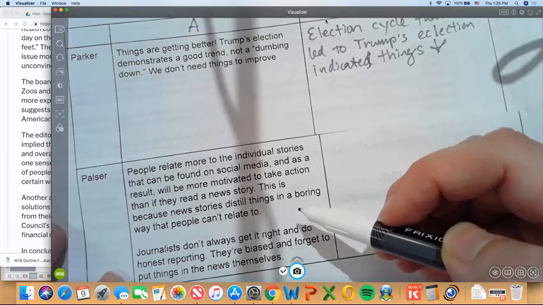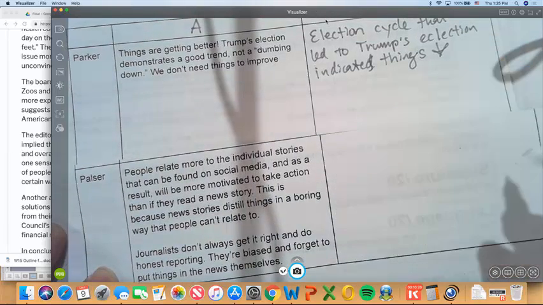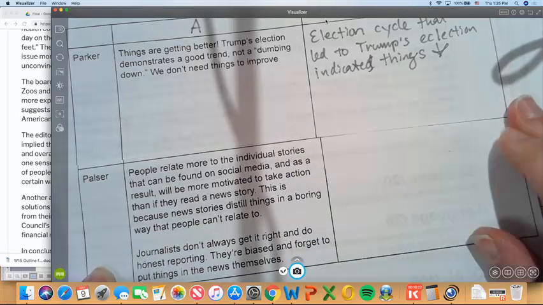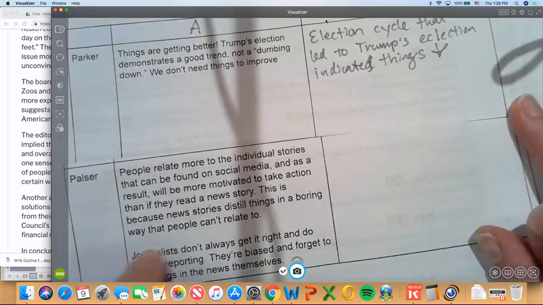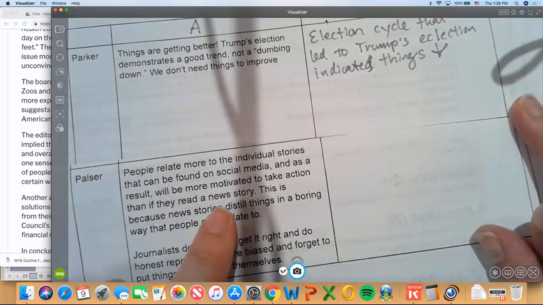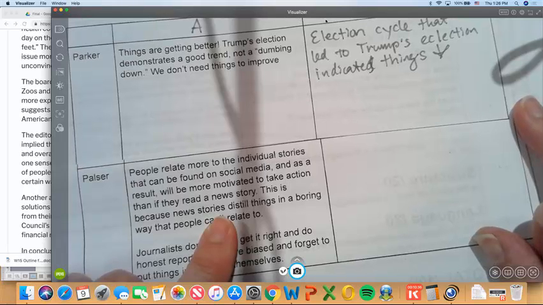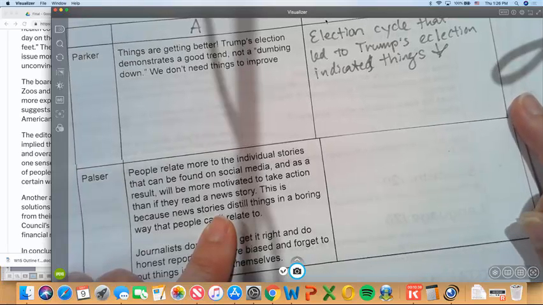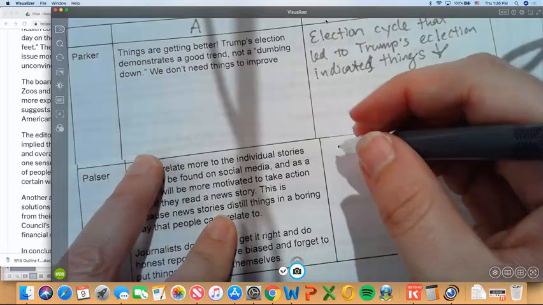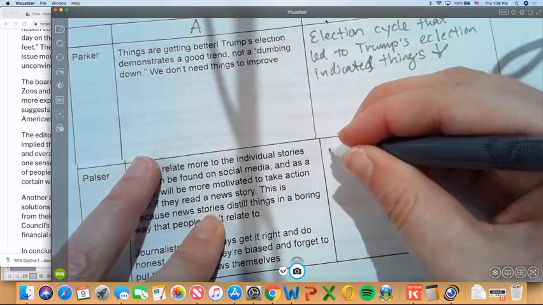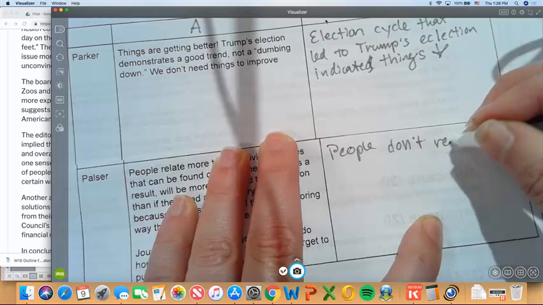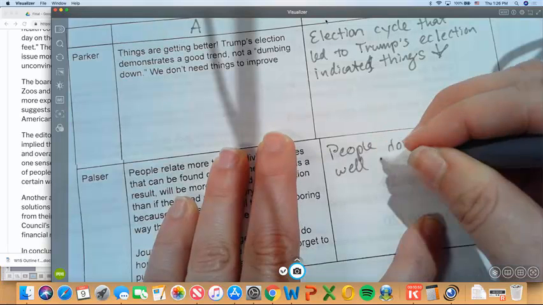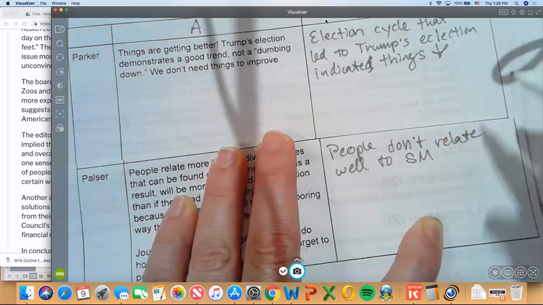So what would someone say? What does that say about the assumptions? What does that say about the values of the intended audience for Pulsar? Any ideas? What's the opposite of this? What's the response to this? People don't relate to social media. Yeah, you could say that people don't relate well to social media. I'm going to put SN for social media. People don't relate well to social media.